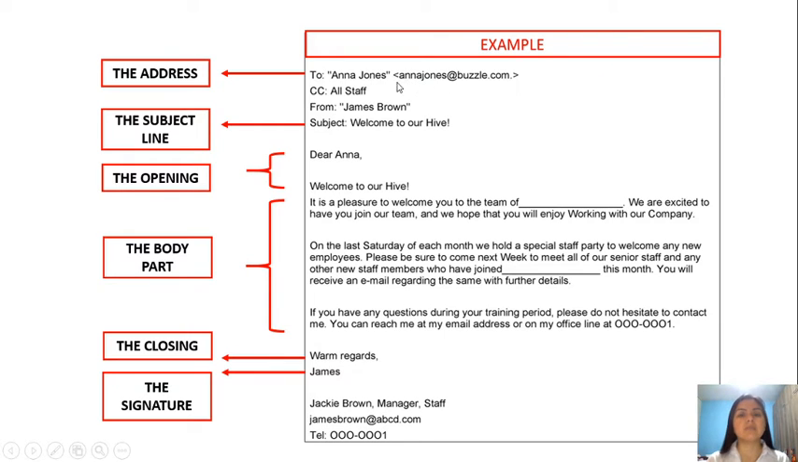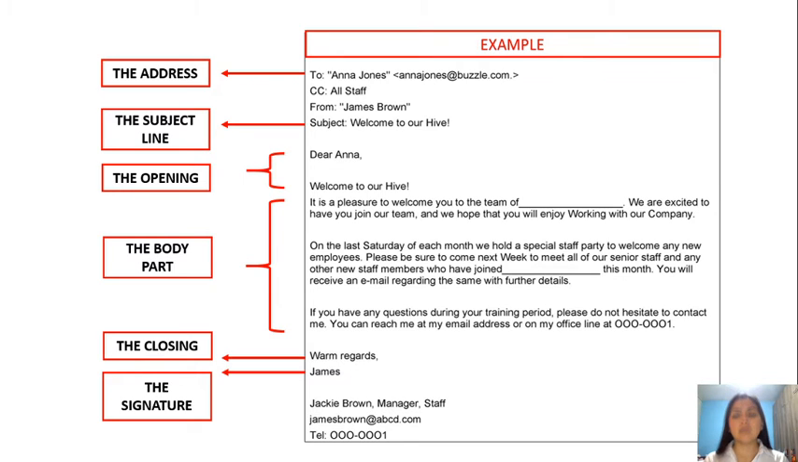Yes, the subject line, it's here too. The opening, the body part, is all this what you want to write about. Yes, the closing, saying goodbye, the signature. Of course, you can write your signature, or you can write your name or full name. These are the steps to follow in order to write an email.